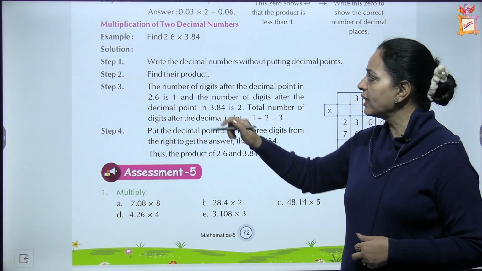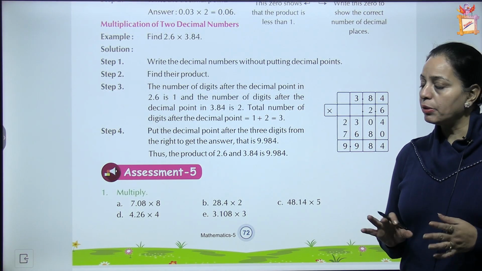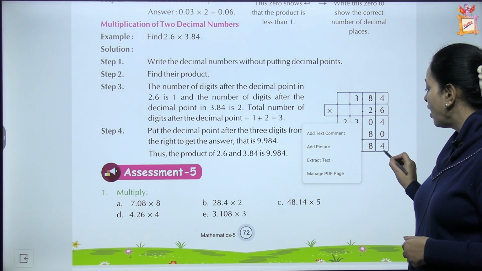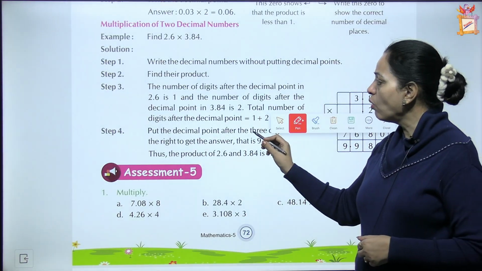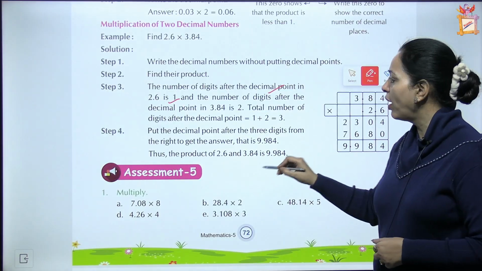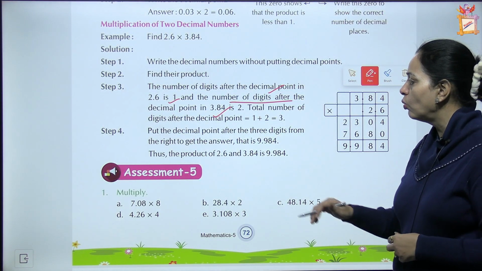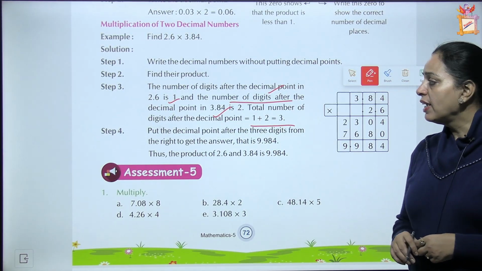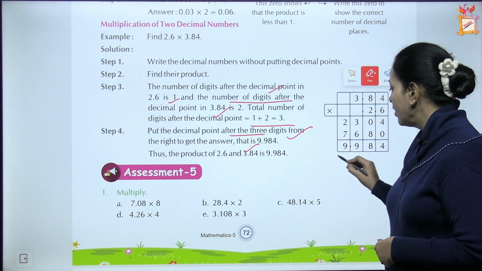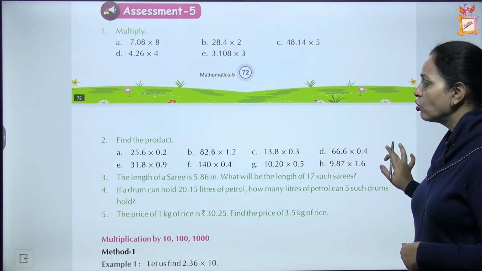Okay, now multiplication of two decimal numbers. Example, find the multiplication of 2.6 and 3.84. So we simply have to multiply the numbers. We will multiply 384 by 26. This is the product. So now just count the number of digits after the decimal point in 2.6. This is 1, and the number of digits after the decimal point in 3.84, this is 2. So total is 1 plus 2, 3. That is, put the decimal point 3 digits from the right to get the answer. This is 9.984.